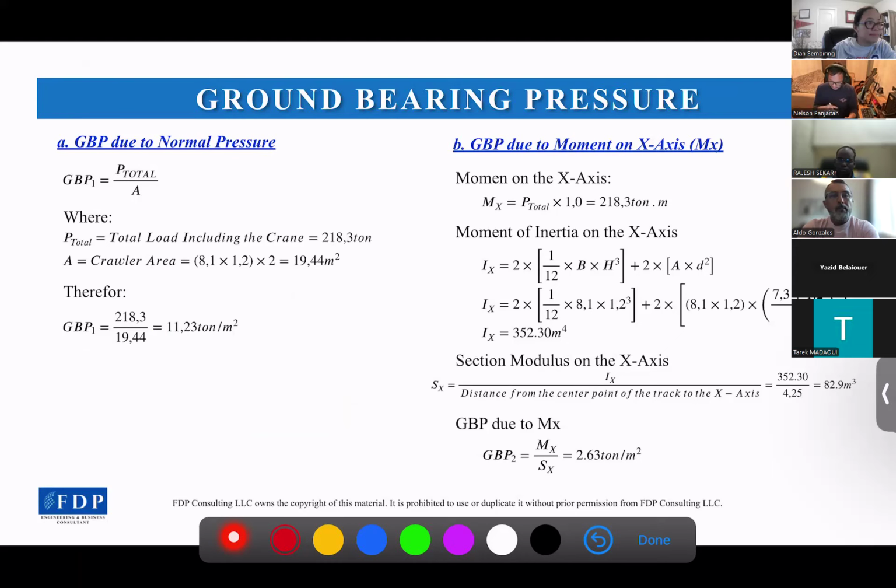Ground bearing pressure is equal to the moment divided by the section modulus. So for this case, the ground bearing pressure due to moment X is 2.63 ton per square meter. Now the question is how this ground bearing pressure distributes to the tracks.